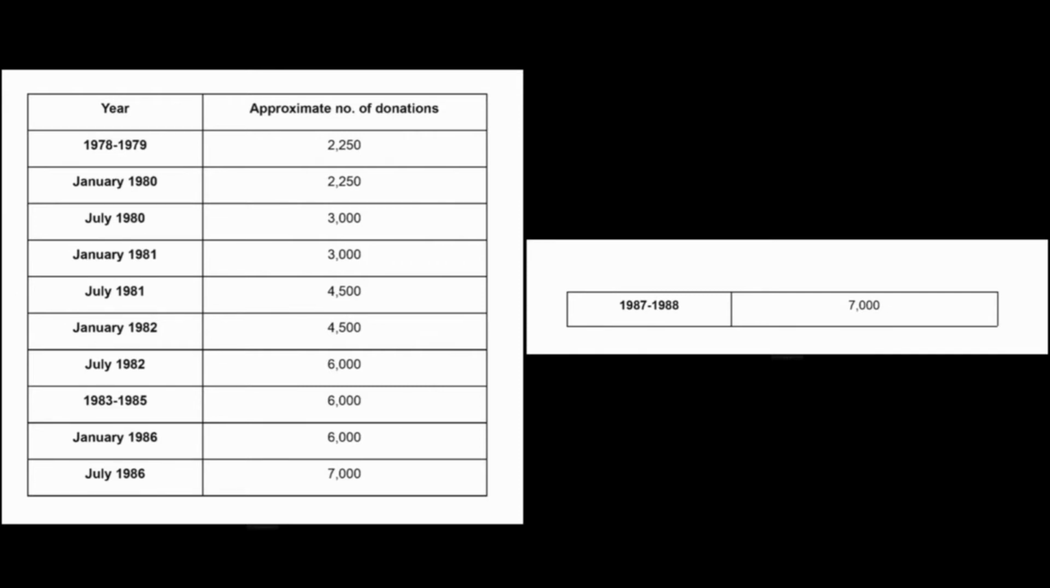But that does not mean that the change came in July 1980. It's just our way of showing that during the year it changed. And the table is set out this way so that it can feed into a later graph. We can see that the approximate number of donations, according to the batch history figures, were 2,250 in 1978 and 1979. That figure went into 1980, but during 1980, it increased to 3,000 donations.